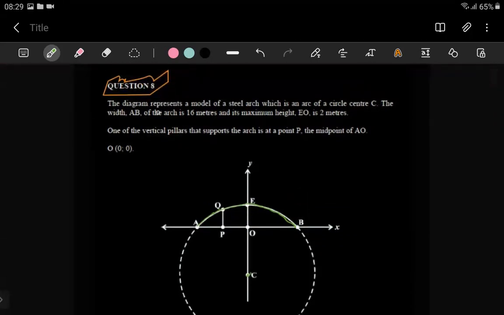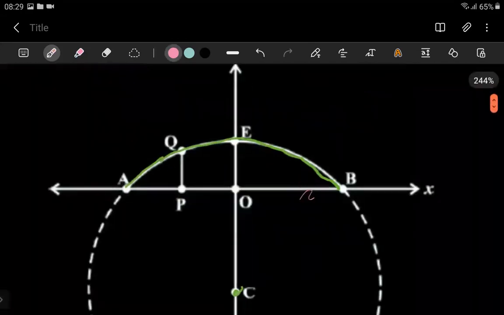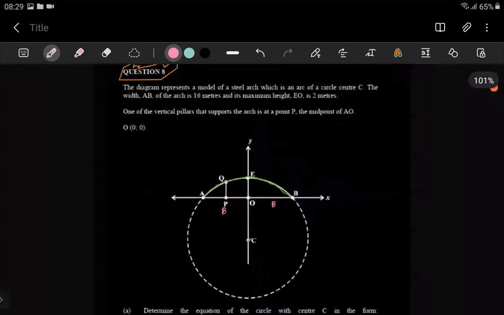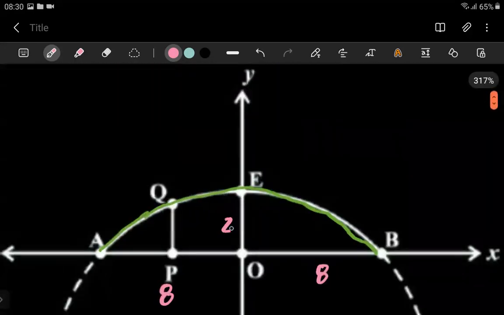Then they say the width AB of the arc is 16 centimeters. So automatically this side is 8 and this side is 8, because that's just how a circle is. It's symmetrical. As long as the center is right in the middle here, if you draw a line here, half is going to be there and half is going to be there. And then they said its maximum height OE is 2. So this is 2.